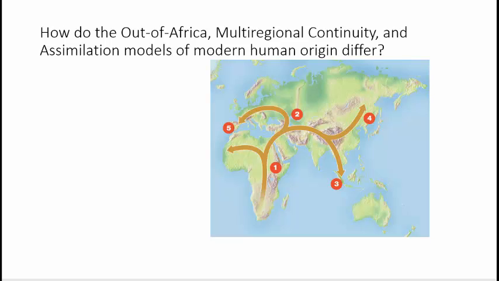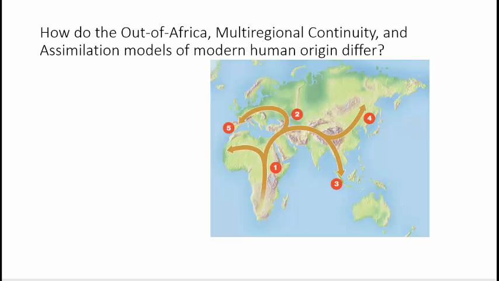The multi-regional continuity model proposed by Milford Wolpoff suggests that modern Homo sapiens evolved from archaic humans throughout Europe, Asia, and Africa. Substantial gene flow occurred on the borders of each of the regions, accounting for the physical similarities of anatomically modern humans in each area.